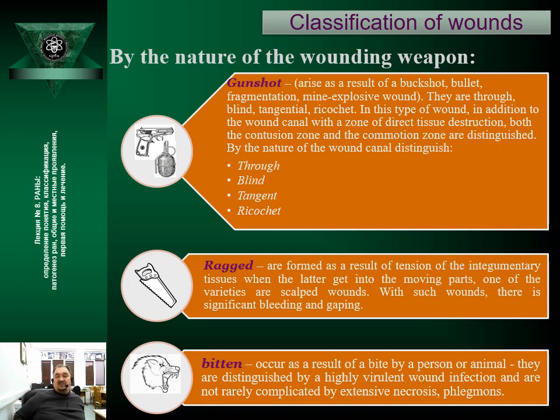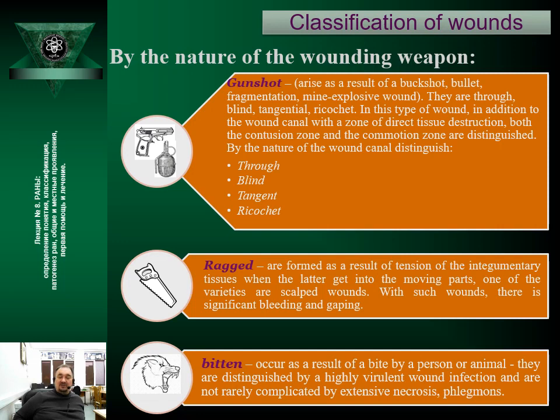Such wounds, due to the fact that the projectile has a very powerful kinetic energy, can often be through, although there are classifications in which they are both blind and tangential. Do not forget that there are ricochet wounds. If we take a closer look at this subclassification inside a gunshot wound, then we have a through wound with an inlet and outlet.